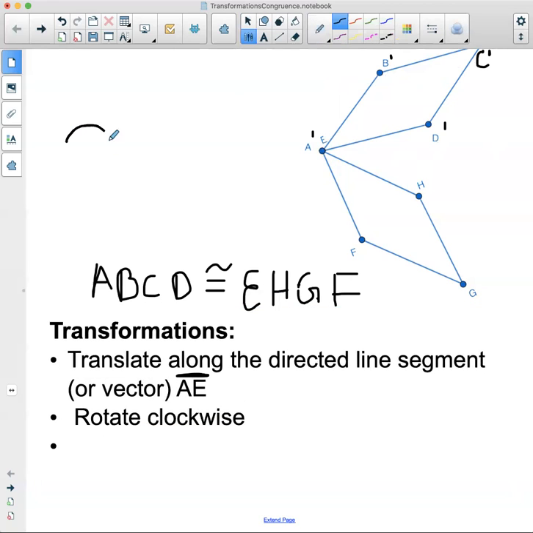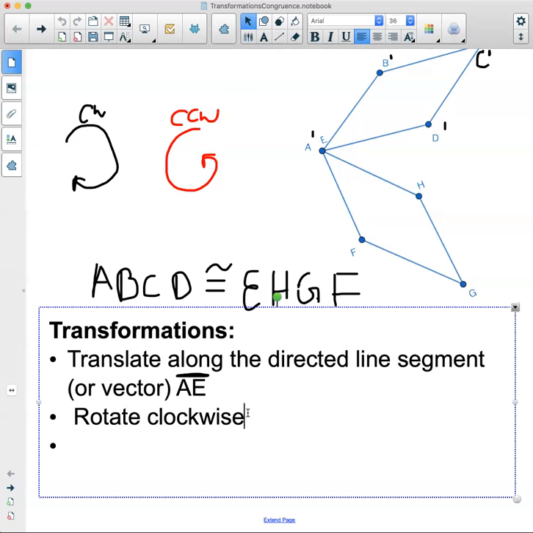And remember, clockwise, that's the way the clock goes. Counterclockwise, that's against the way the clock goes. So I'm going to rotate clockwise about a point. So I need the center of rotation. If you say A prime, you would be correct.